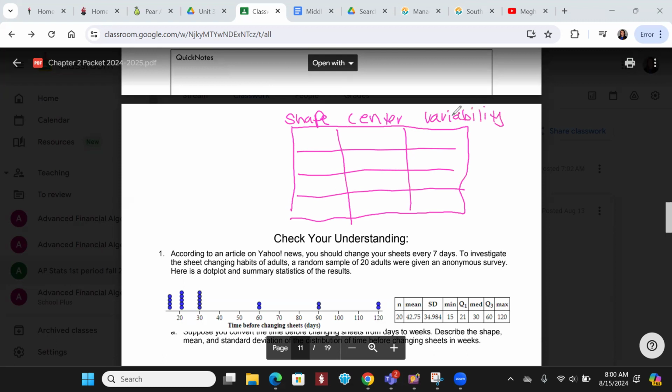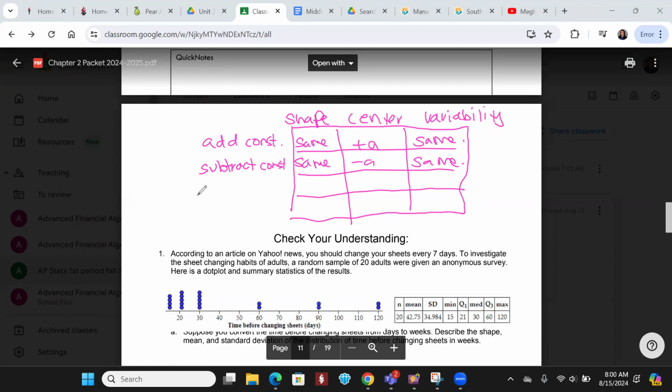If we added a constant, what happened to all these things? The shape was the same, the center increased, and the variability was the same. If we subtract a constant, what's going to happen here? The shape is going to be the same. We're going to subtract from the mean, and the variability will be the same.